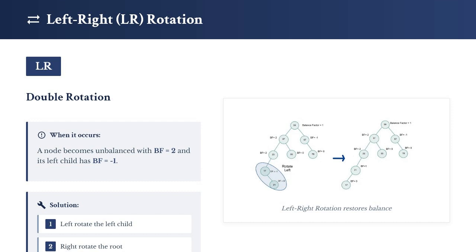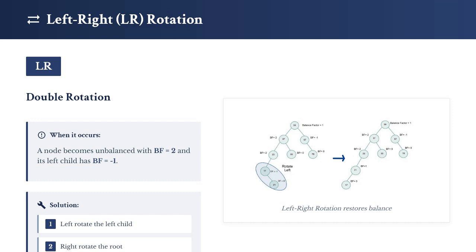Instead, we perform a two-step process. First, we perform a left rotation on the left child, which is node 10. This moves node 20 up to become the new root of this subtree, with 10 as its left child. Any left subtree of 20 becomes the right subtree of 10. This transforms the tree into a left-left case.